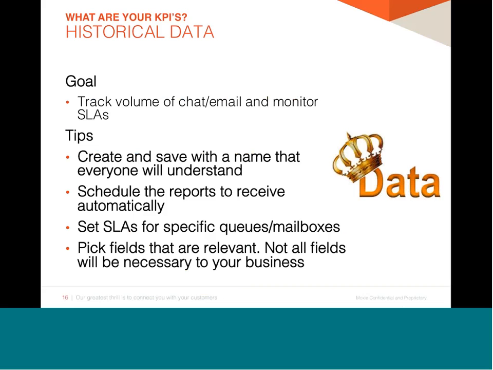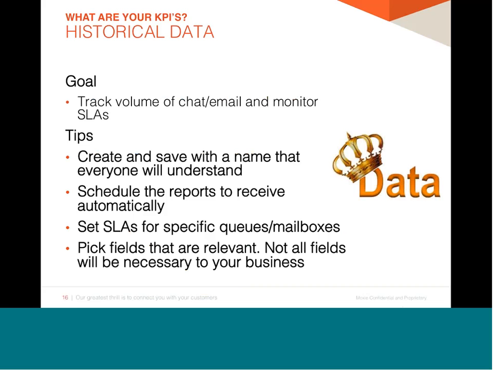So historical data, here's a couple of points here. Make sure you know what your KPIs are. Track volume, so the goal here is to track volume of chat, email, and monitor SLAs. Obviously, there are 4 big SLAs that we monitor in each of those, in chat and email. There's time before it actually gets to you with regards to a chat session. So how long should it actually be for the customer waiting in queue? And then we have the response as well of a chat when they're actually connected to an agent. So they're 2 SLAs that we've got there.